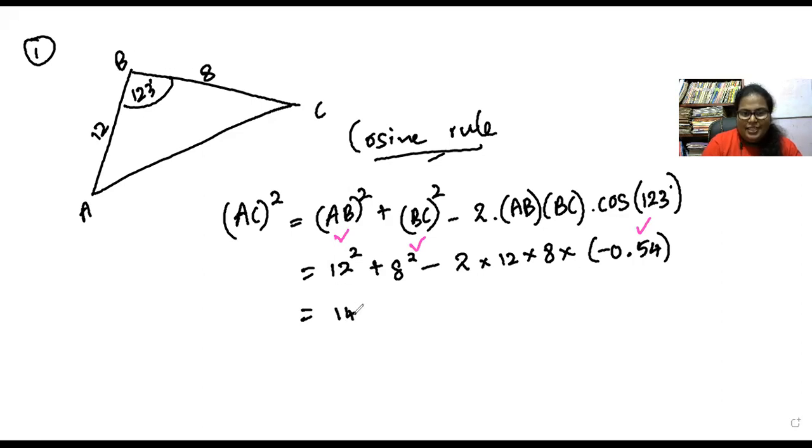So we'll see the simplification of this one. 12 squared is 144, and here 64 minus the value for this one becomes 103.78. Here you can see that there is a minus sign as well. There is a minus sign here also. So when multiplying these two minus signs, it becomes plus. So the value for this simplification becomes 103.68.